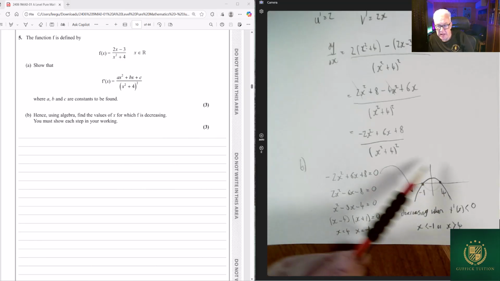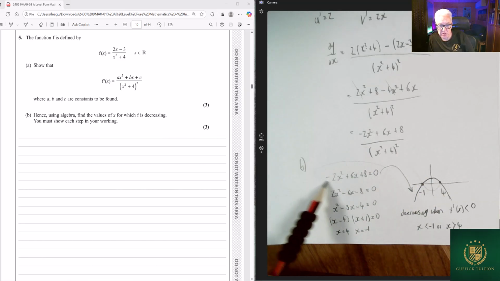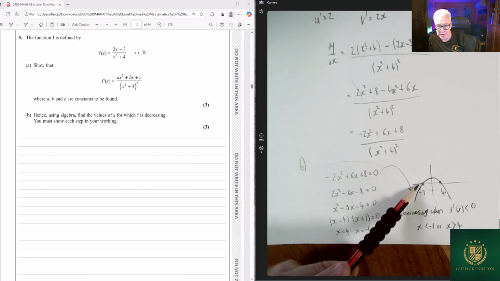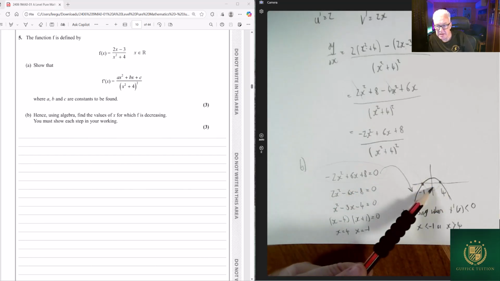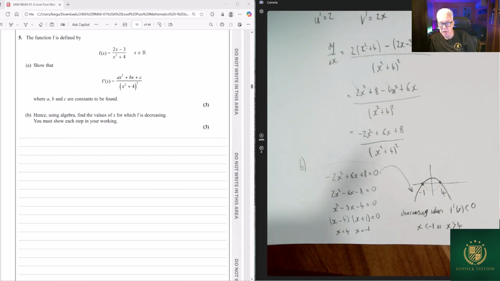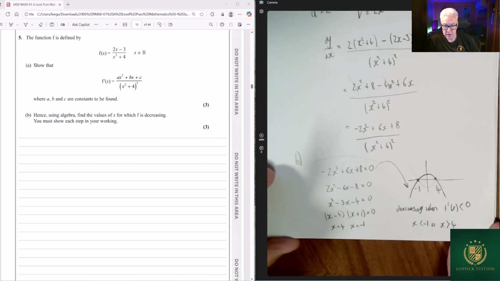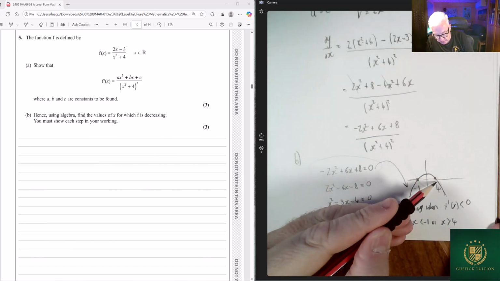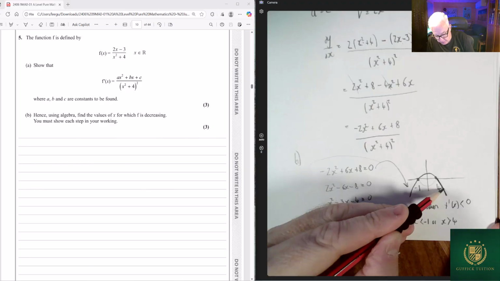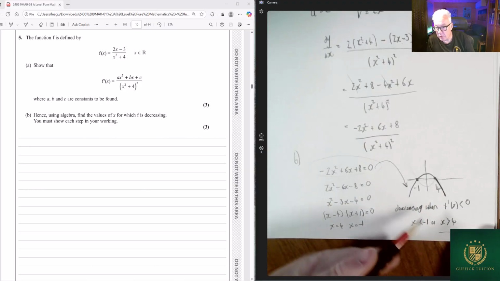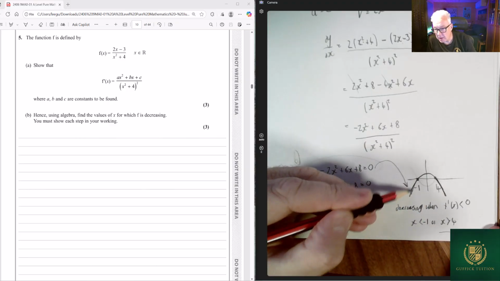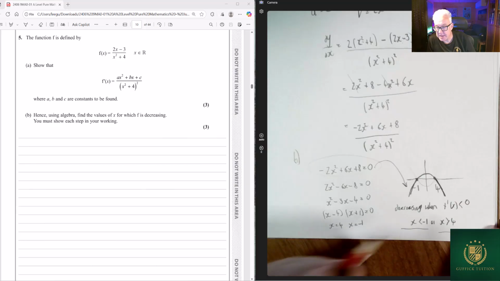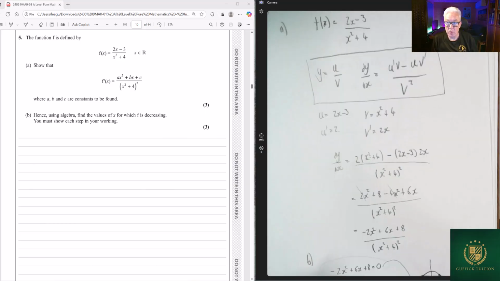Now, we need to be careful here because this original quadratic is this kind of shape. It's upside down. As you can see, I mistakenly drew it the wrong way earlier. But it's upside down and it's decreasing. So we were interested in the region where the function is less than 0. And the function is less than 0 here. So in other words, when x is greater than 4, or here, in other words, where x is less than minus 1. So that's one way to approach it.